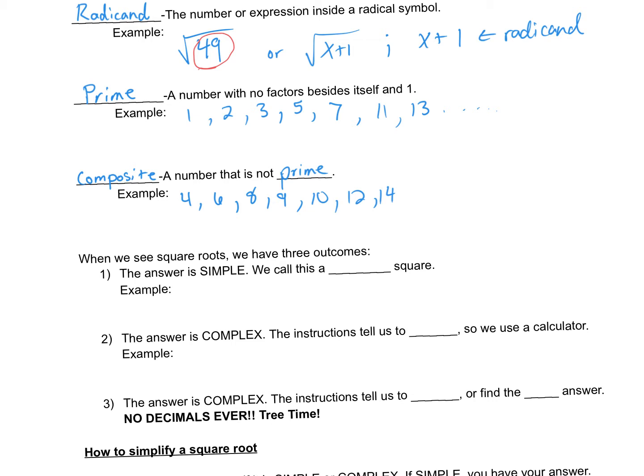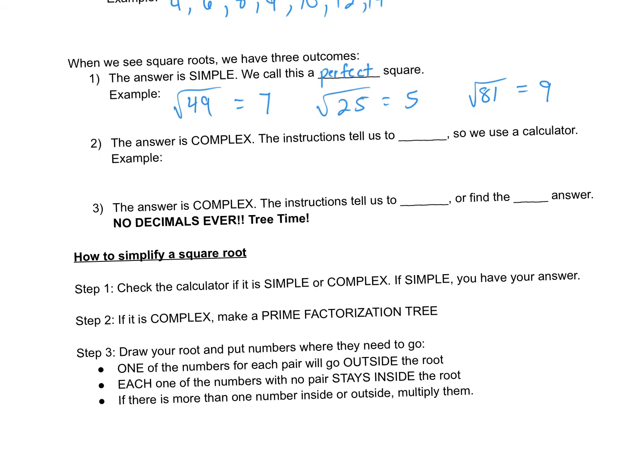Next, when we see square roots, we have 3 outcomes. If the answer is simple, we call this a perfect square. For example, the square root of 49 is a perfect square because that is just 7 squared. So the square root of 49 is 7. Other examples: the square root of 25 is 5, or 81 is 9. Those are called perfect squares because they end up being one simple number.